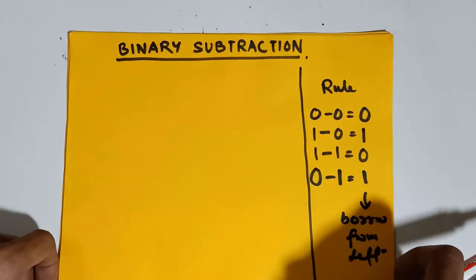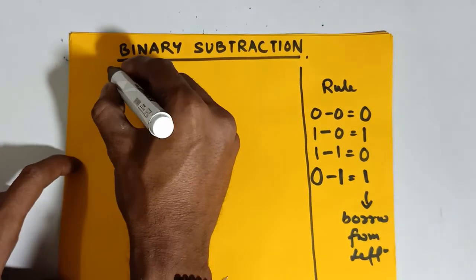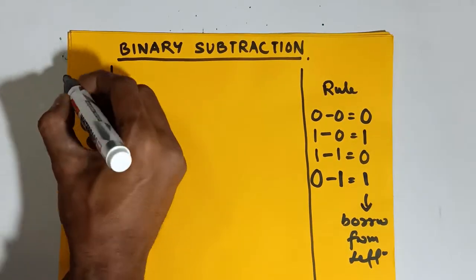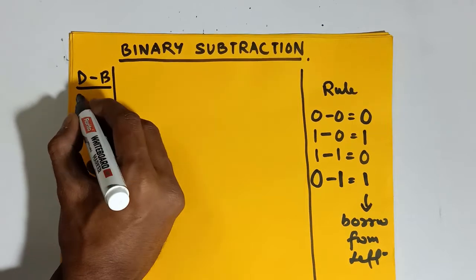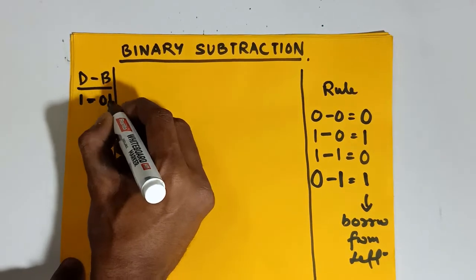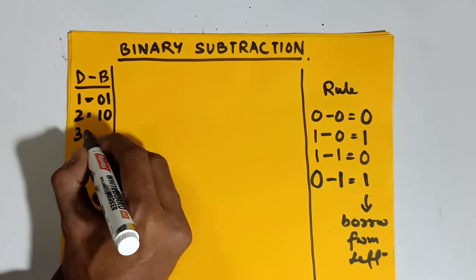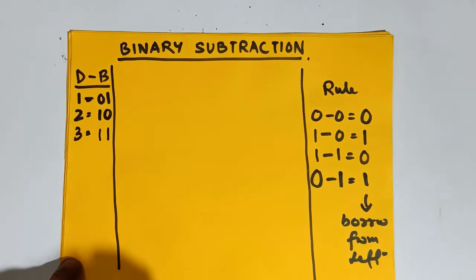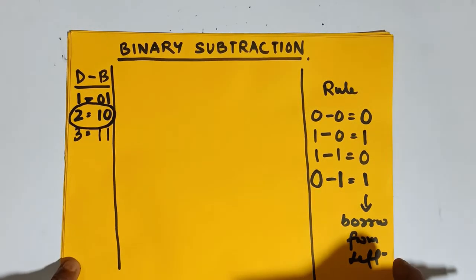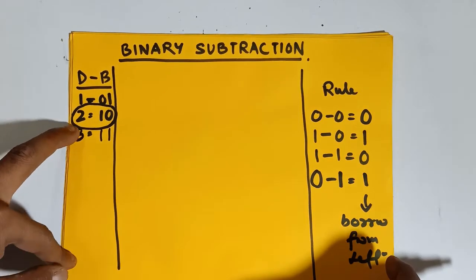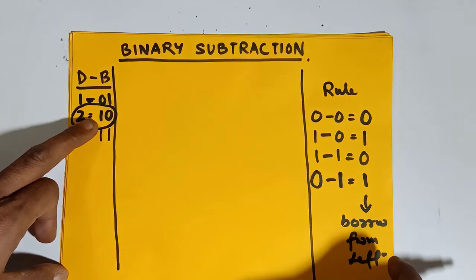Before we begin, the first thing we have to see is when we convert decimal to binary: decimal 1 is equal to binary 01, 2 is equal to 10, and 3 is equal to 11. We'll keep this one in mind, that decimal 2 is equal to binary 10, as we'll see why it is important.